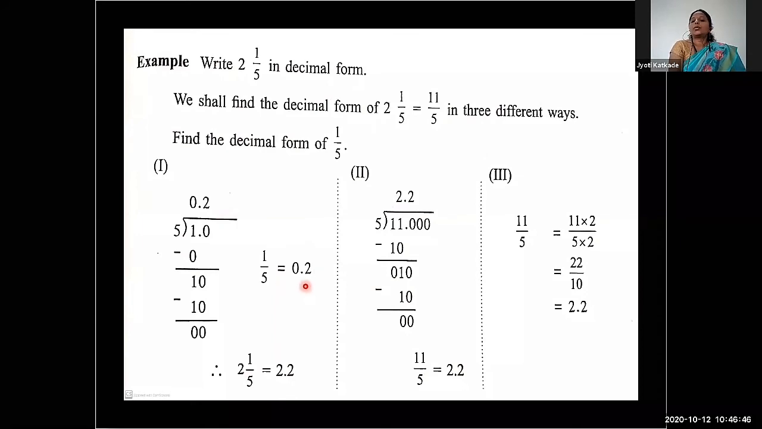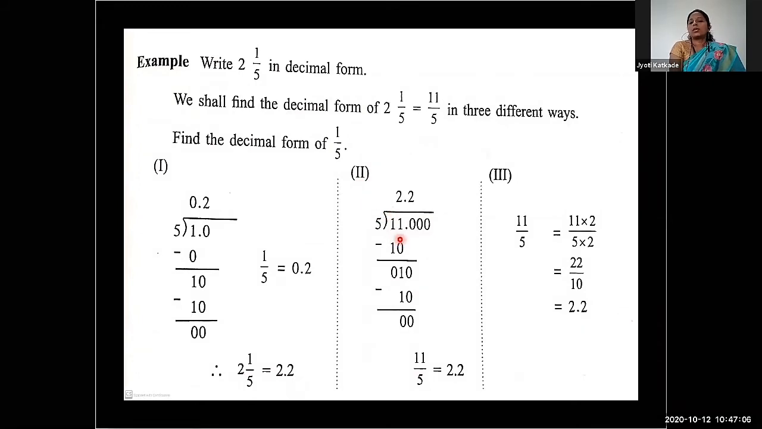After that, add 2, add the 0, then we get 2 1/5 is equal to 2.2. This is one method to solve this example. Now see the second method, divide 11 by 5.